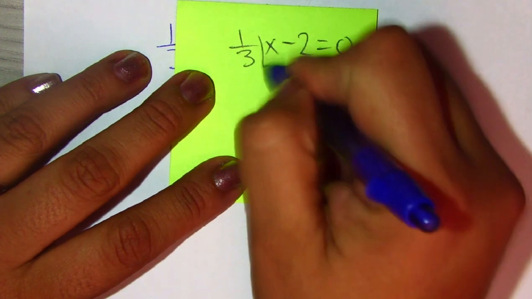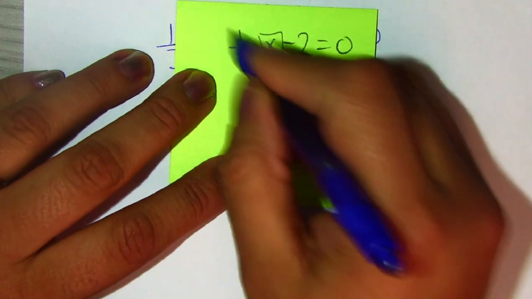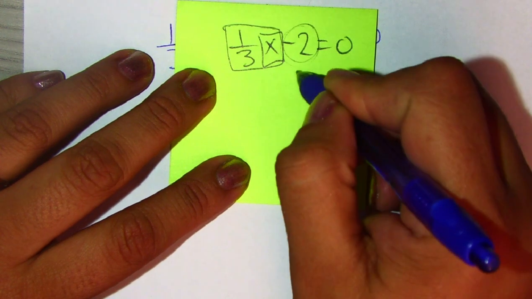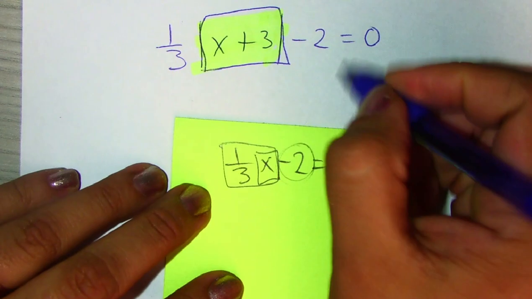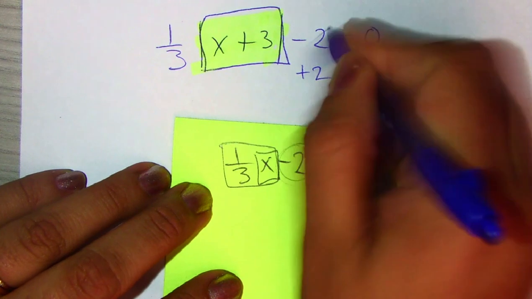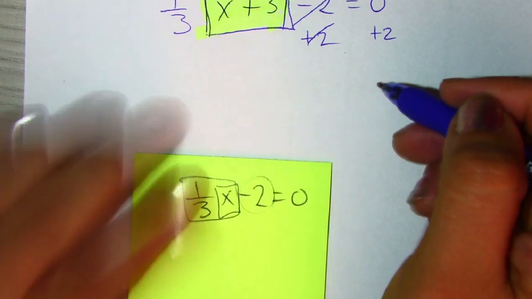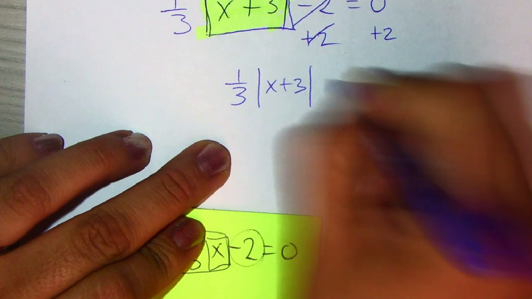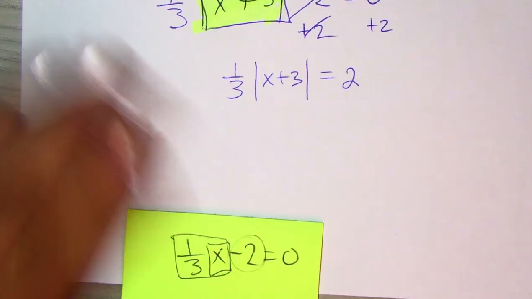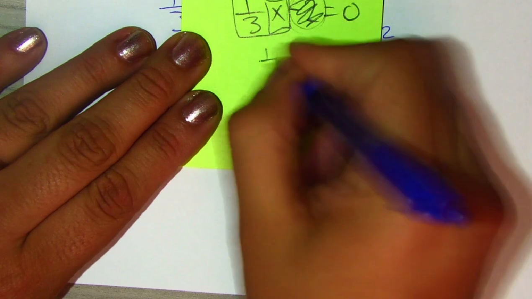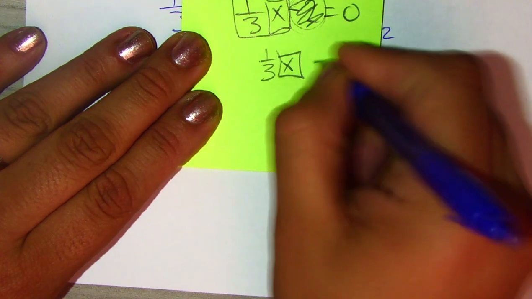You look at it like a variable that you don't know how to solve, and you know it's attached to that. So that 2 needs to go. And we're going to go ahead and do that as our first step. We're going to add 2 on both sides. And we're left with 1/3 absolute value of x plus 3 equals 2. So if you do that here, now you're left with 1/3 something equals 0.